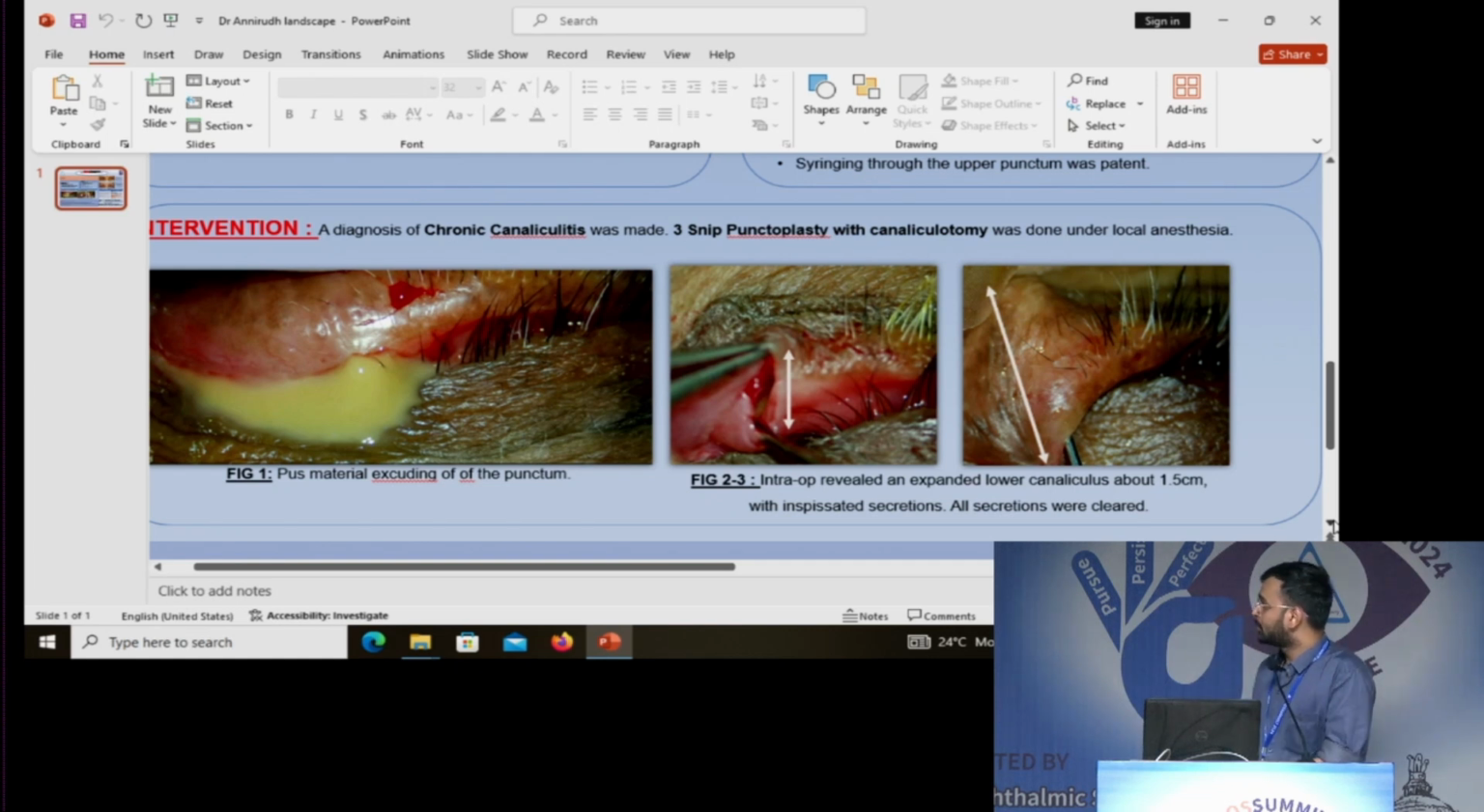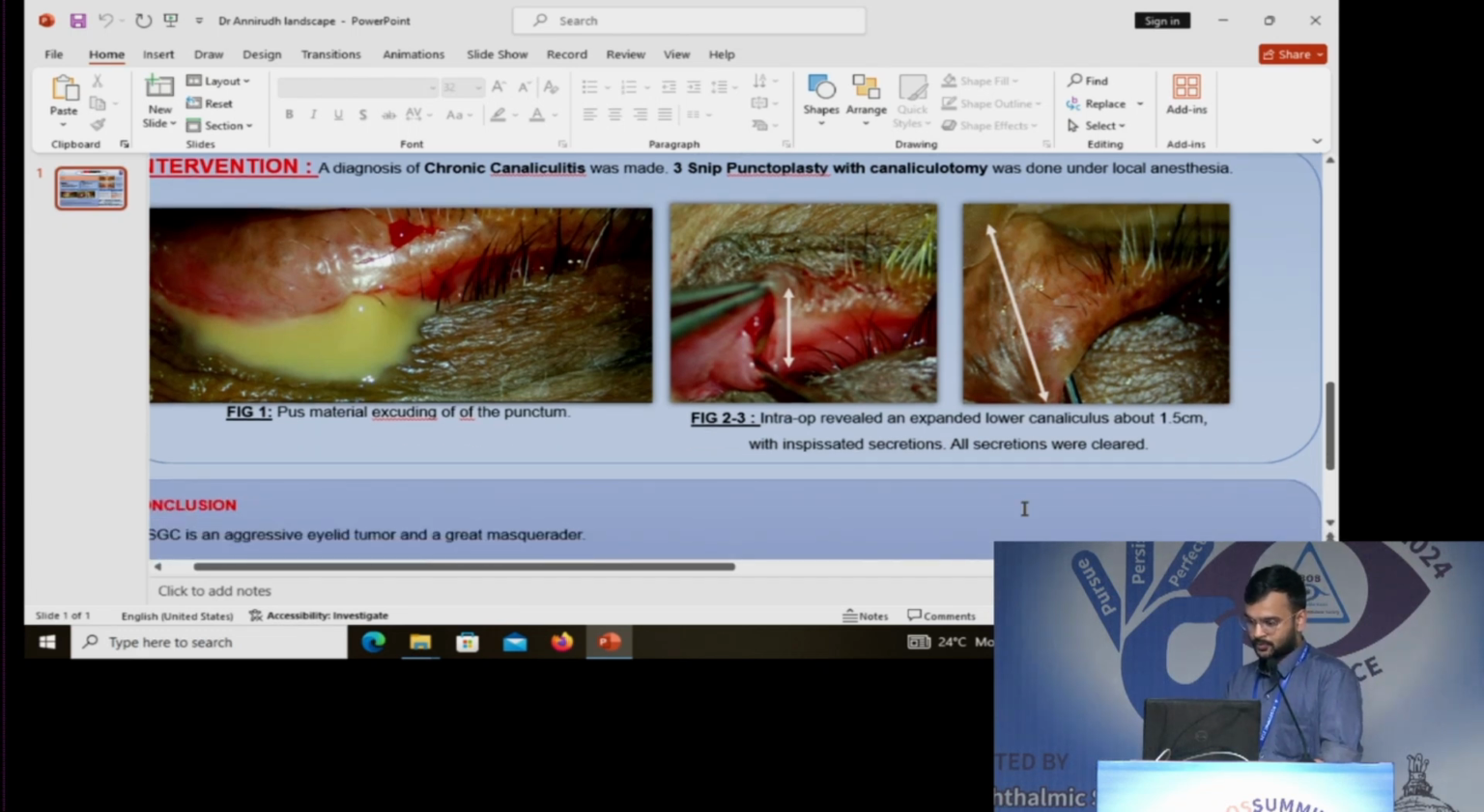These are the intraop images. During the first incision of 3-snip punctoplasty, there was pus oozing out of the lower punctum, and after the pus was drained out, antibiotic lavage was done, and the probe was passed to see the extent of the canaliculi. It was around 1.5 centimeters, as measured with the probe, which is usually around 1 millimeter.